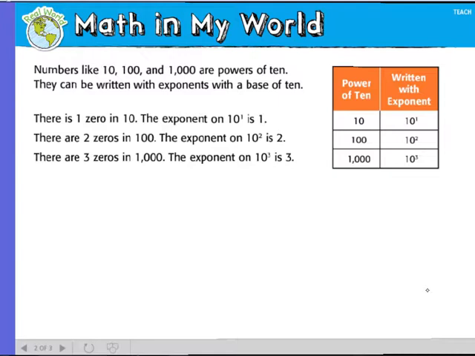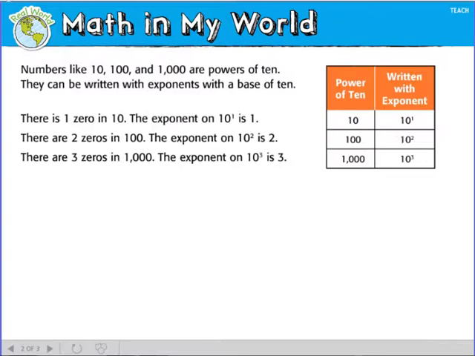Alright, so let's go back to where we were. Here we go. So the 0 in the 10 is the exponent of 1. There are 2 zeros in 100, the exponent is 2. 3 in 1,000, the exponent is 3, so on and so forth. So whatever the exponent is, the number up here in the corner, that's how many zeros there are. Okay?